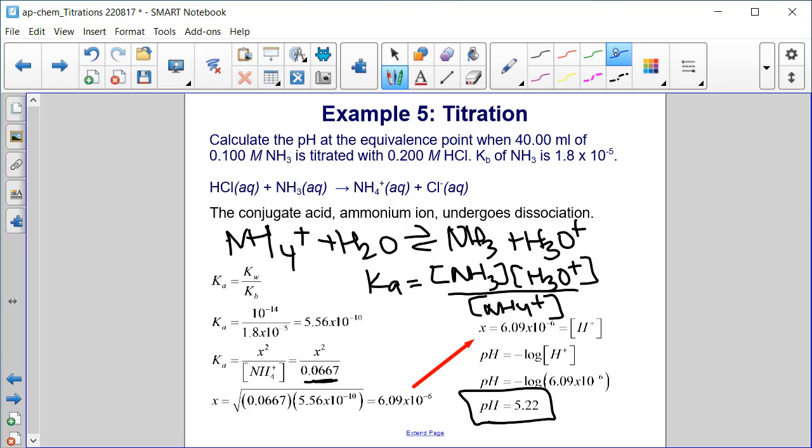I think something I forgot to mention, we're given Kb in the problem, but this is a weak acid dissociation. So I calculated Ka from Kb to get a Ka of 5.56 times 10 to the minus 10, which I then substituted into the Ka expression to find X. Okay. We've seen these sorts of equilibrium problems before. They all look pretty similar. But at the equivalence point, we get a pH of 5.22.